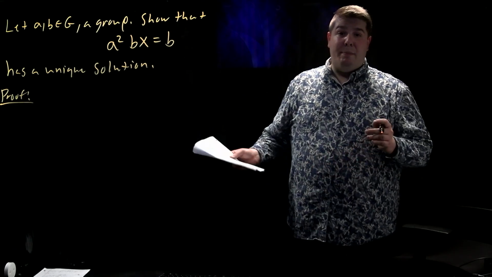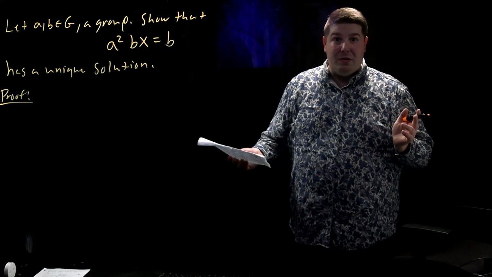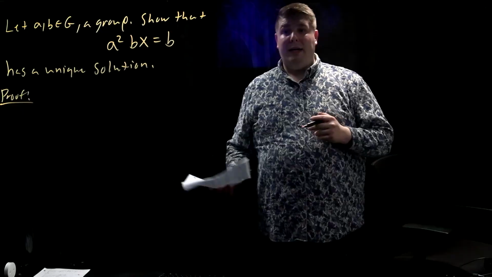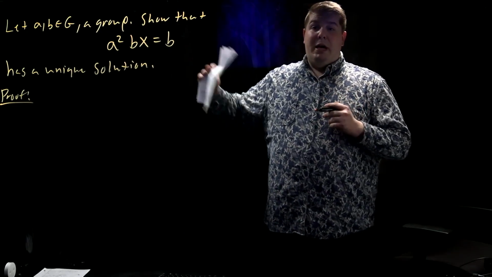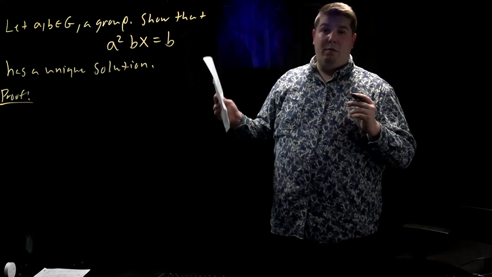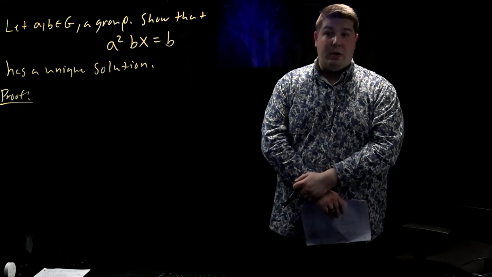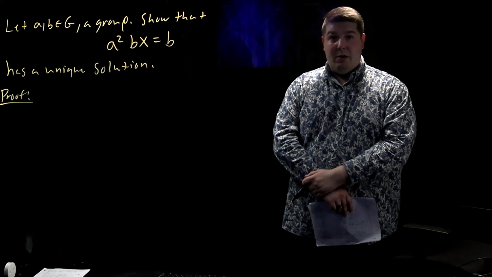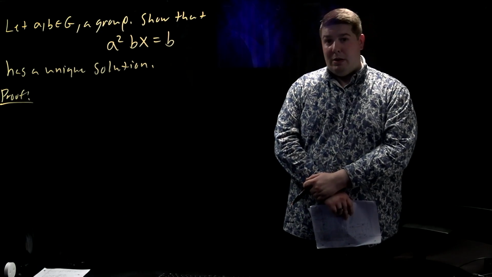Now, you might be saying, well, Professor Doyle, can't I just divide B by A squared times B, and we'll have B over A squared times B, which will just be 1 over A squared? No, you can't do that, okay? You cannot have that. Why? Because this is a group, and we don't necessarily know if this is a group of real numbers.